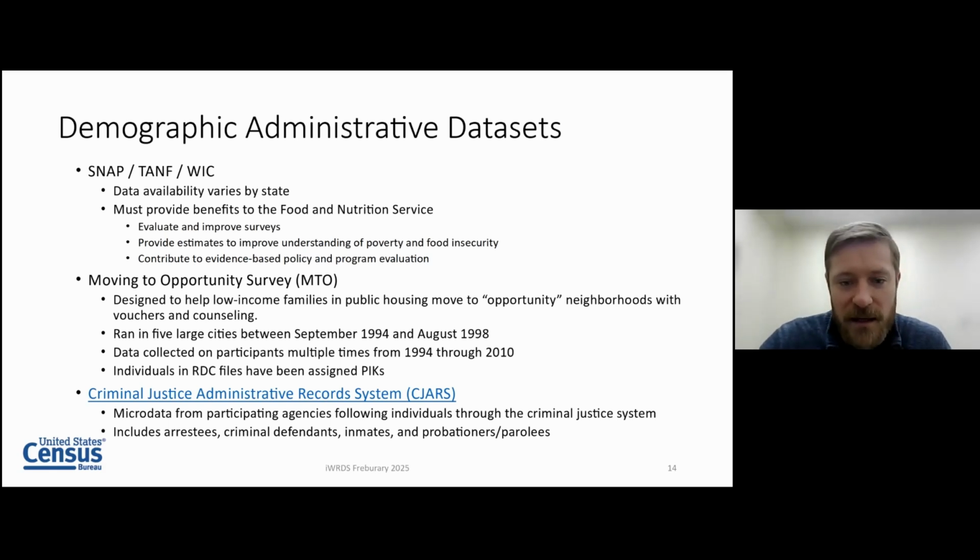And then finally, the Criminal Justice Administrative Records, CJARS, is microdata from partnering agencies that follows individuals that have been through the criminal justice system. So any contact with arrests, defendants, and probation is often available through this data here.